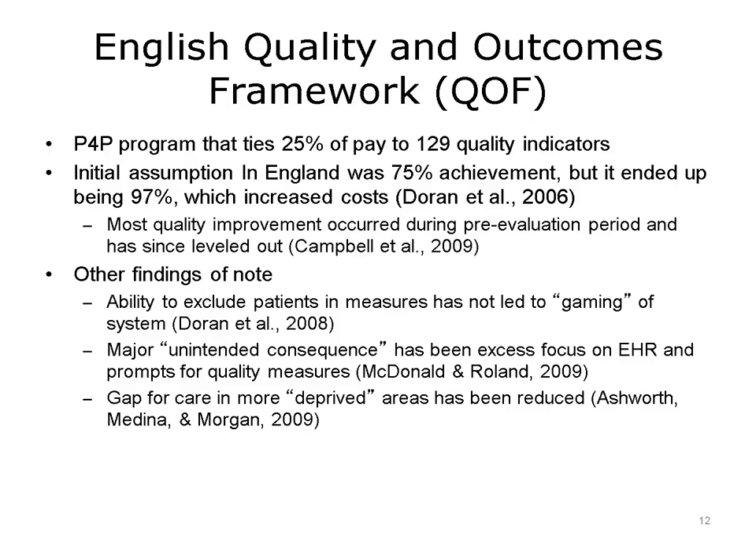The English Quality and Outcomes Framework is a P4P program that ties 25% of the pay for general practitioners in England to their performance on 129 quality indicators. The initial assumption was that there would be about 75% achievement, but there actually has been about 97% achievement, which has ended up increasing the cost of the program because the targets for higher quality care were met by most physicians.